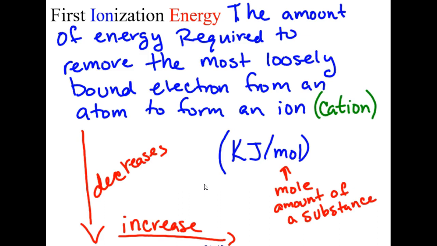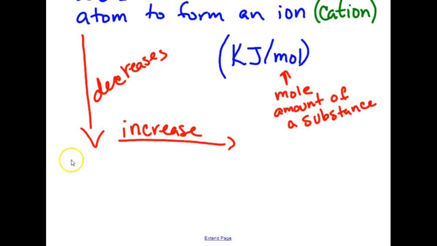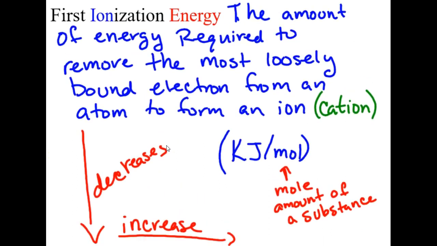So it's the amount of energy required to remove the most loosely bound electron from an atom to form an ion. So the larger an atom is, the less energy it takes to remove its most loosely bound electron. Don't forget that a positive ion is called a cation, and first ionization energy is measured in kilojoules per mole, and moles is just a way to measure the amount of a substance. So you can think of it as the energy that is needed to remove an electron.